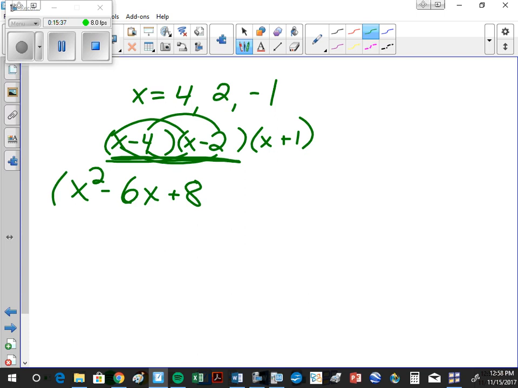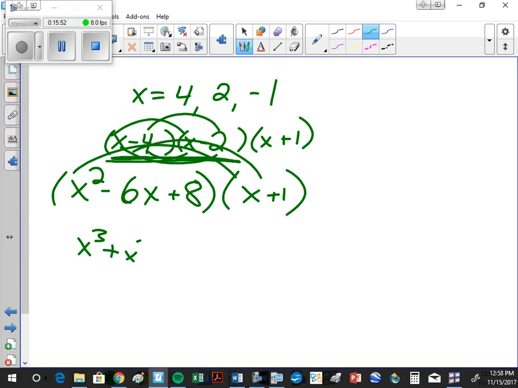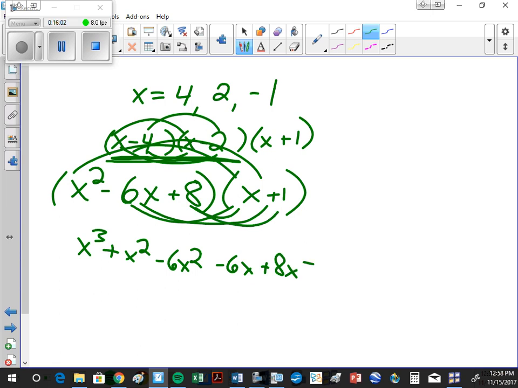Now I have to multiply that by x plus 1. This you probably can't do in your head. X to the third, you can use the box if you want, plus x squared minus 6x squared minus 6x plus 8x plus 8.